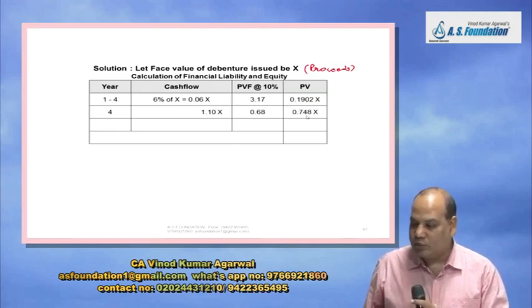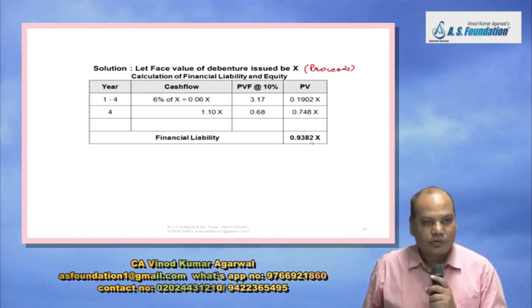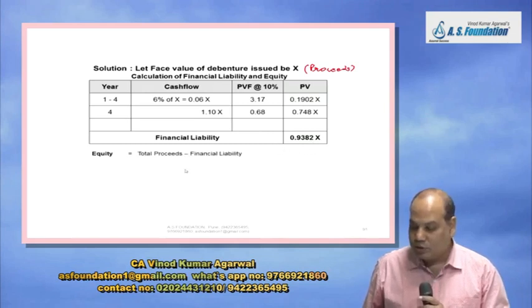Now in this question we are doing reverse working. We know the answer equity. We have to find the proceed and debt. Multiply 1.10 into 0.68, 0.748x. Take total. This total will give you financial liability. How much is that? Add it carefully. 0.9382x. Understood? So what is equity equal to?